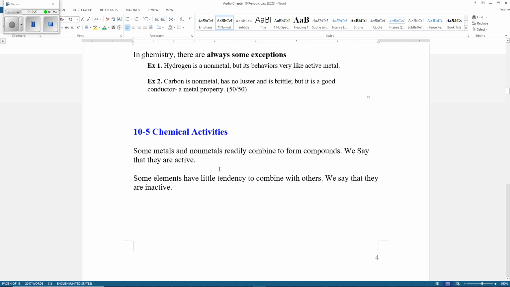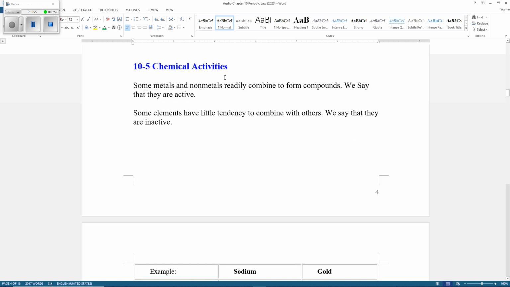Now, next section we're going to study chemical activity. This is very important. The whole chapter, chapter 10, we're going to discuss chemical activity. So what is chemical activity? Some metals and non-metals readily combine. They like to combine with others to make compounds. So we see they are very active. They like to combine with each other.